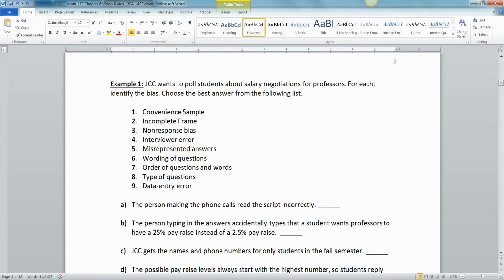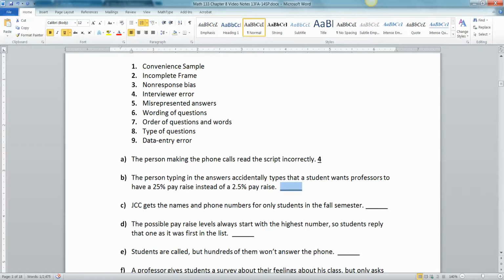All right, so suppose JCC wants to poll students about salary negotiations for professors. For each, identify the bias. So choose the best answer from the list. Okay, so the person making the phone calls reads the script incorrectly. So they're supposed to ask the question a particular way, and they go off script. Well, that would be an interviewer error for sure. Okay, the person typing in the answers accidentally types that a student wants professors to have a 25% pay raise. Boy, that'd be nice. Instead of a 2.5% pay raise. That is a data entry error.